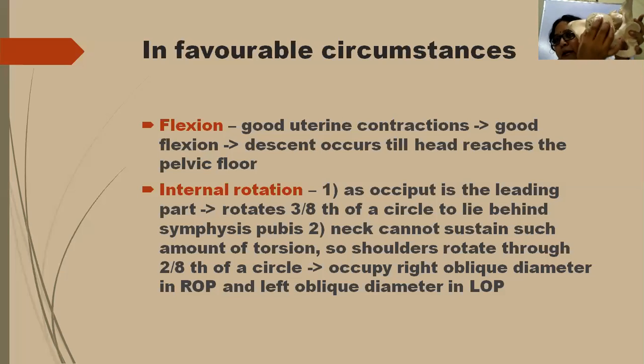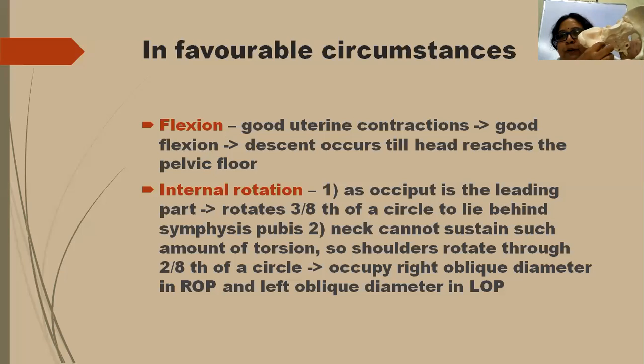This occiput is behind in what? In oblique position. So to reach behind the symphysis pubis, it has to rotate through like this to reach behind the symphysis pubis. So it is rotating from oblique to behind the symphysis pubis through how much of the circle? 3/8 of a circle. So is it actually in this oblique diameter?